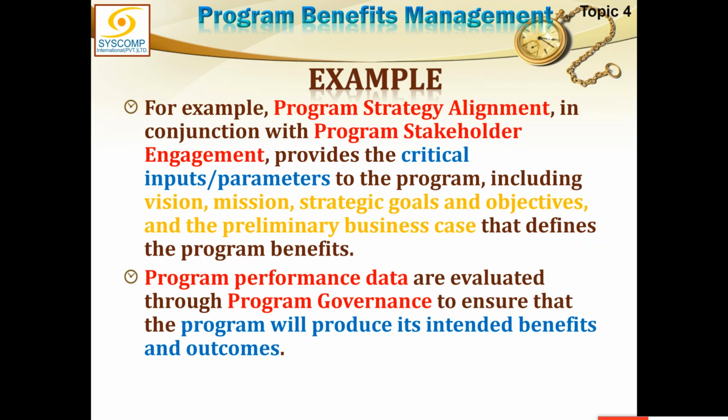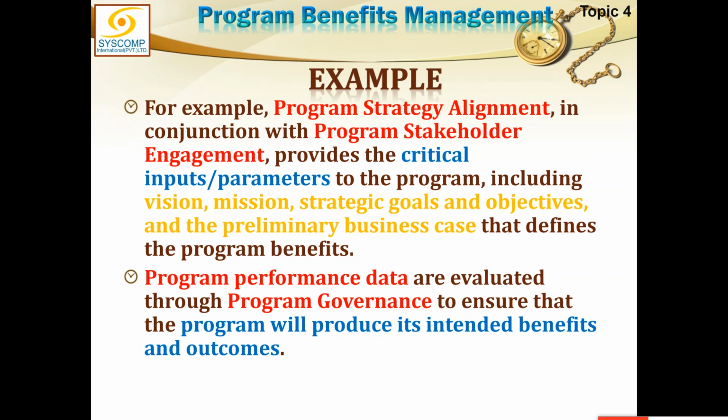For example, program strategy alignment in conjunction with program stakeholder engagement provides the critical inputs, parameters to the program, including vision, mission, strategic goals and objectives, and the preliminary business case that defines the program benefits. So, as a result of program strategy alignment and using the program stakeholder engagement, we are able to define the program benefit. So, basically, what are we doing? We are doing the benefit management, and we have used strategic alignment and stakeholder engagement during the planning phase in the starting area. So therefore, there is a lot of interaction throughout the life cycle of the program between various domains.